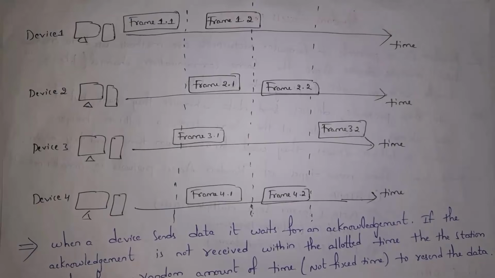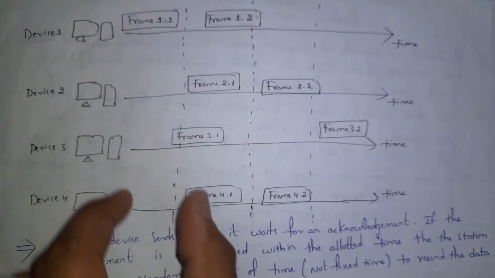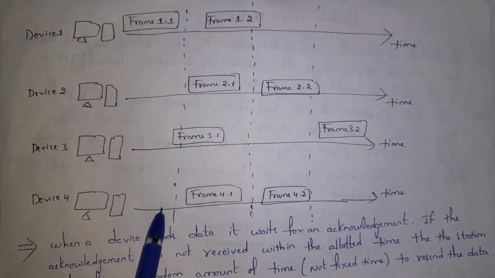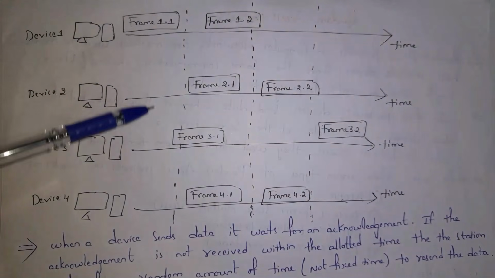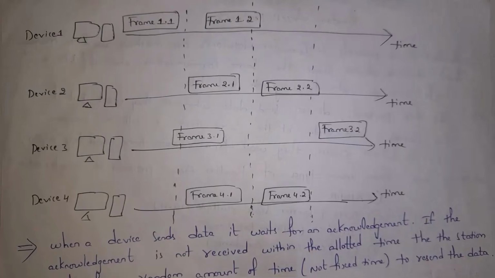As I already said before, in pure Aloha, any device can send data at any time. For example, in this particular time period, only device 1 is sending data. As no other devices are sending in this time period, the receiver will receive this frame.